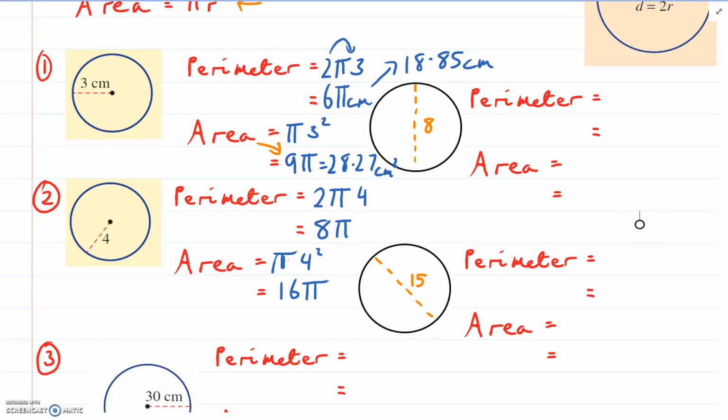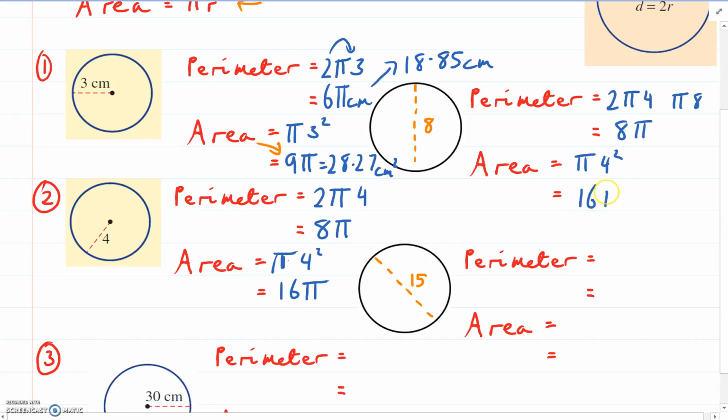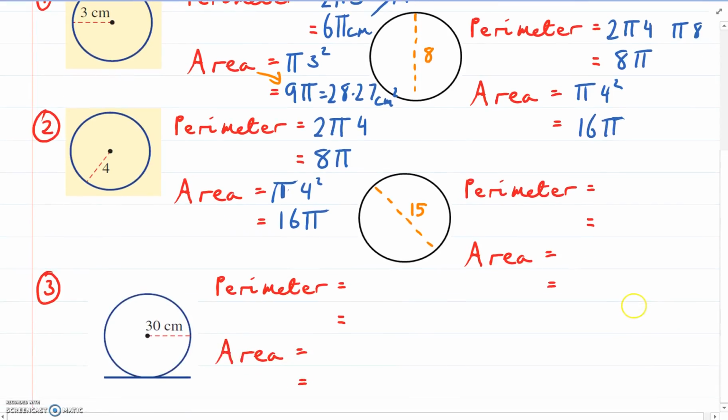Let's go up to this top right hand one here. Just need to be careful. We can either write this as 2 pi 4, or we can just write it as pi 8, and you can see in both cases that just simplifies to 8 pi. Area, we do need to write this as pi 4 squared, which gets us to 16 pi, same as just before. Same thing here. Again, we can write it as pi d, which is pi 15 in this case. Or we of course write that as 15 pi.